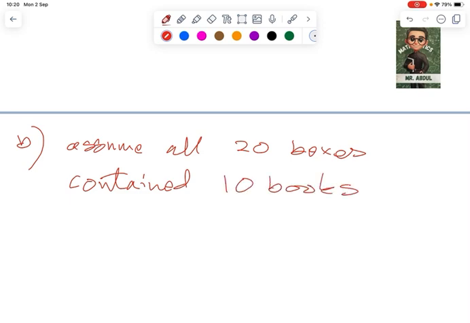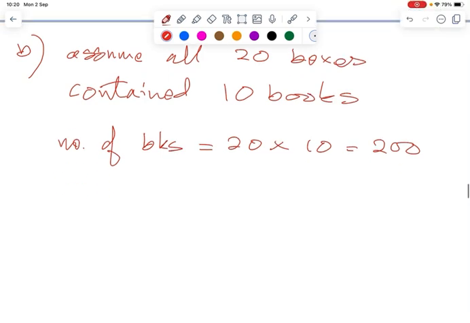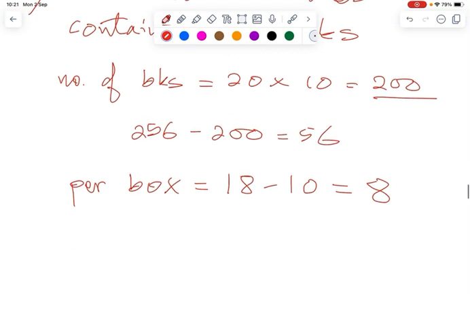So if that is so, that means the number of books will be 20 times 10, right? There will be 200 books. Obviously, we have the difference in the number of books: 256 is the original one that we found, minus 200, that gives you 56. And the difference in the number of books per box will be 18 minus 10, equal to 8 books per box.